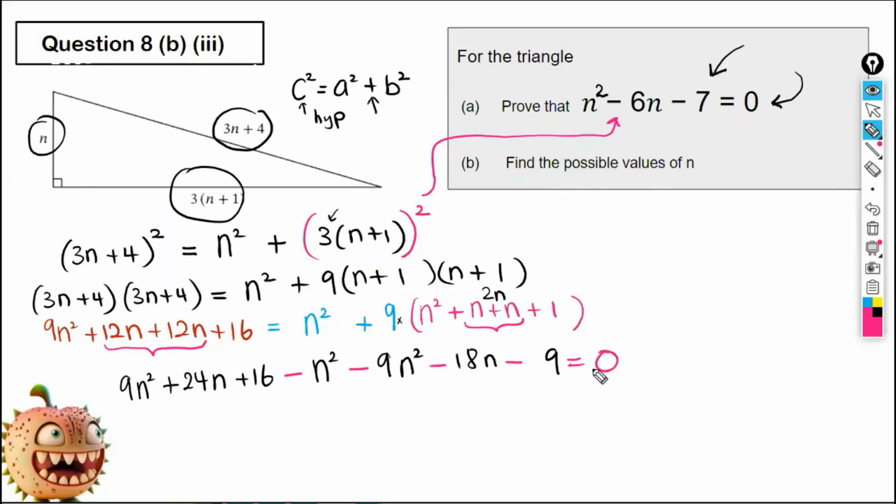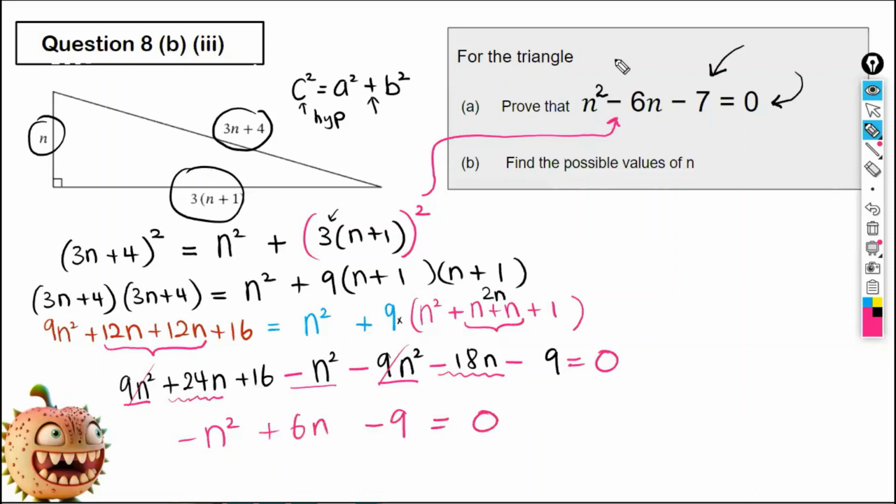Right, so I throw everyone across. What's going to happen? The 9n squared and the 9n squared are going to cancel out each other. You have 24n minus 18n, that is 6n, and then you have minus n squared here. 24n minus 18n is 6n minus 9.